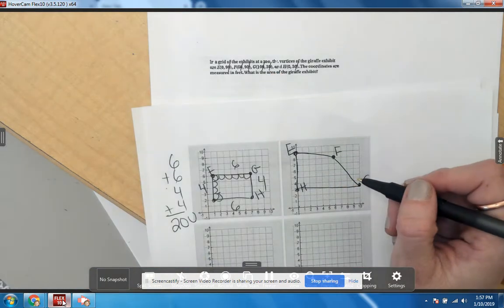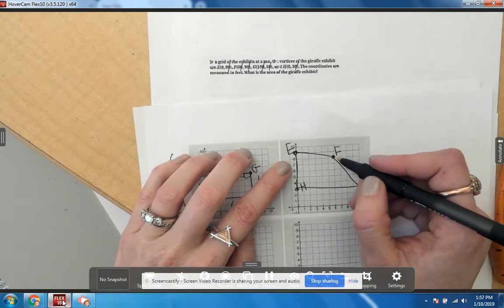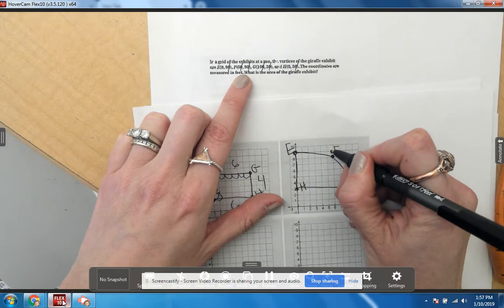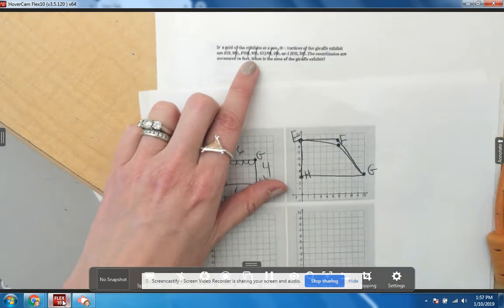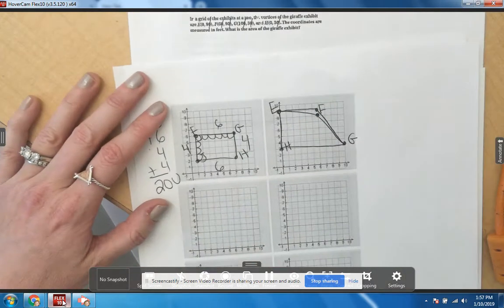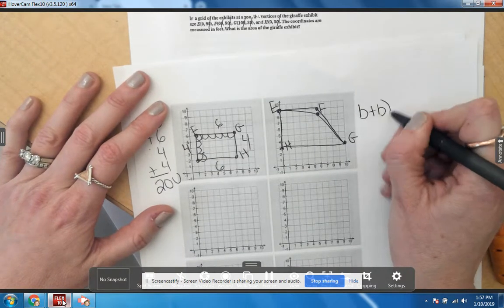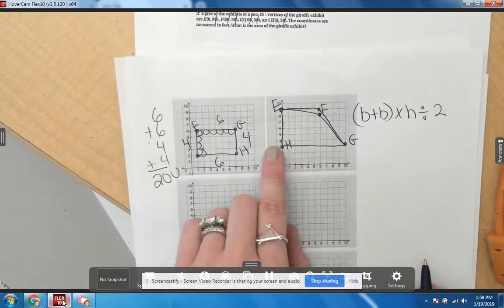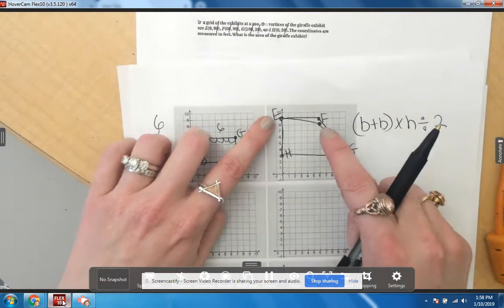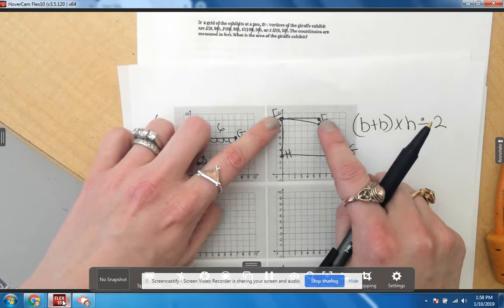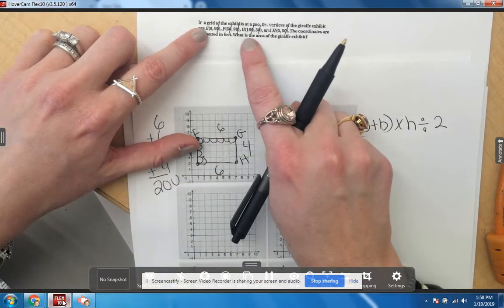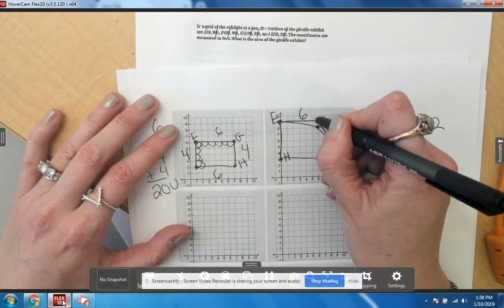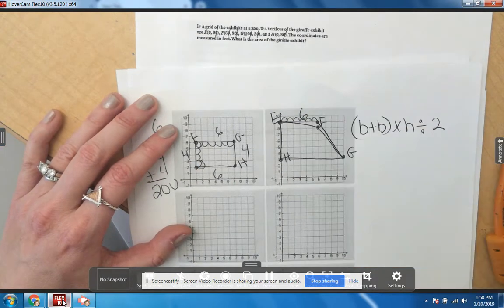Okay, they want us to find the area. So for F, let me just make sure I did that. Oh, no, I'm a little bit off. Sorry, that's supposed to be up higher. That's why it didn't look like a trapezoid to me. So we have a trapezoid. They want us to find the area. It's base plus base times the height divided by 2. So our bases are going to be our parallel lines. We can either subtract the horizontal way, so E and F, we can just subtract the x coordinates, which would be 6 minus 0, which is 6. Or you could always just count 1, 2, 3, 4, 5, 6.